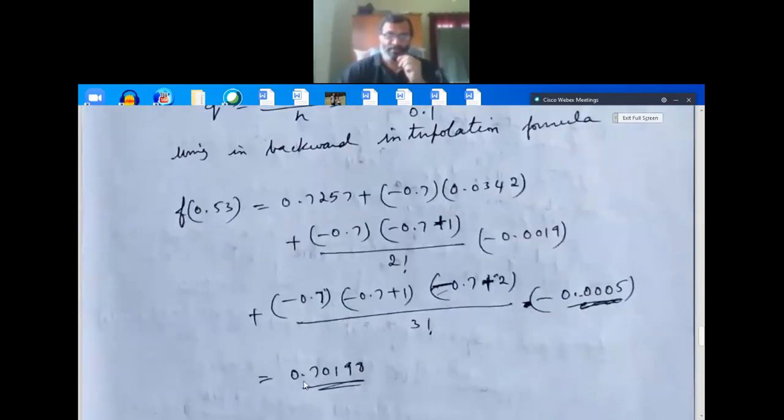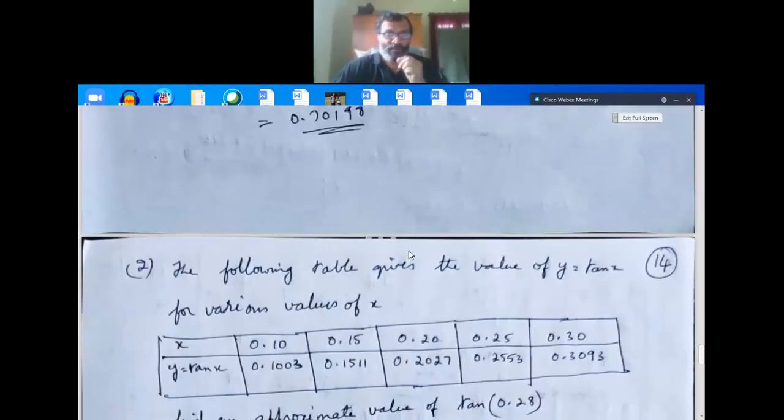So the calculation, I leave it to you. I have given the answer. See whether I am correct. Don't simply assume, don't go by heart. 0.70198. F of 0.53 is 0.70198. Okay. We'll see another question now.